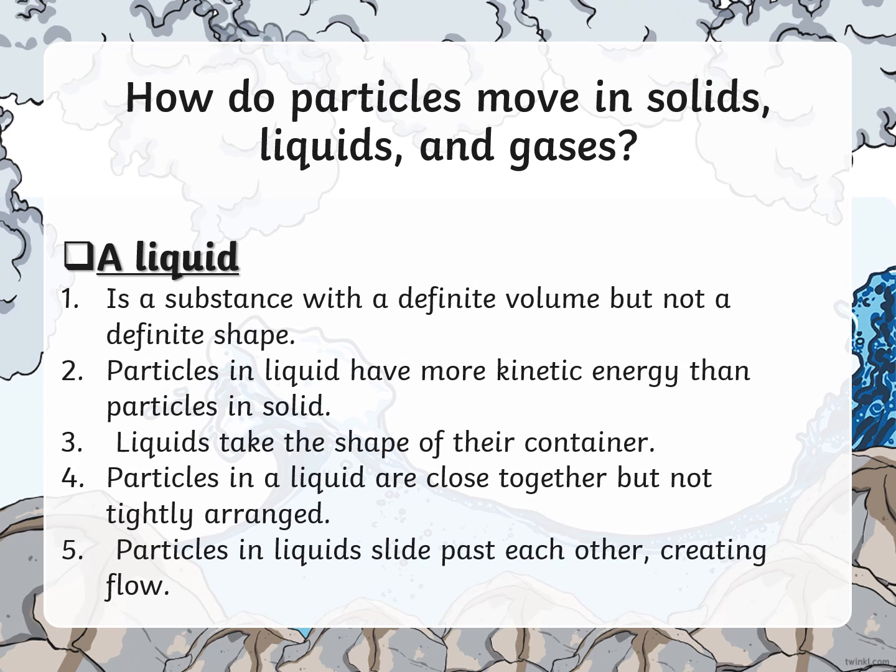Now let's talk about the liquid. The liquid is a substance with a definite volume but not a definite shape. Particles in a liquid have more kinetic energy than the particles in a solid. So the liquid has more kinetic energy because it moves faster. Okay. The liquid takes the shape of its container. The particles in a liquid are close to each other, but not tightly arranged. There is no fixed arrangement. The particles in a liquid slide past each other, creating the flow.